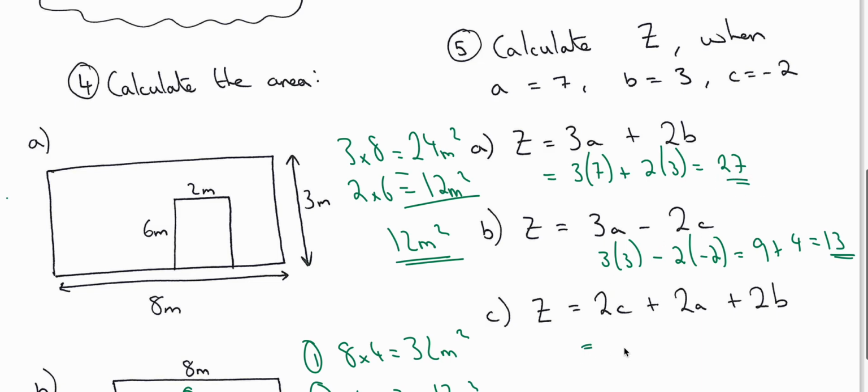And the last one, 2c, so negative 4, double A is going to be 14, double B is going to be 6, minus 4 plus 14 is 10, plus 6 is 16. So our final answer there is 16.